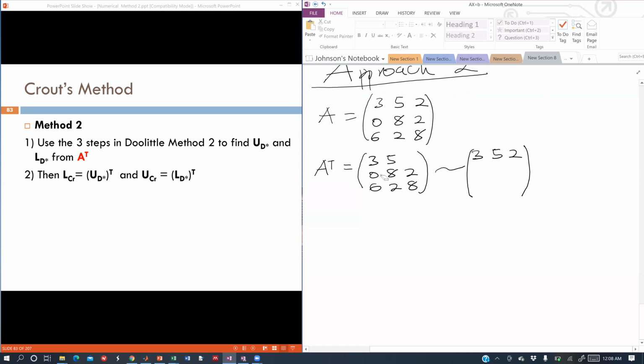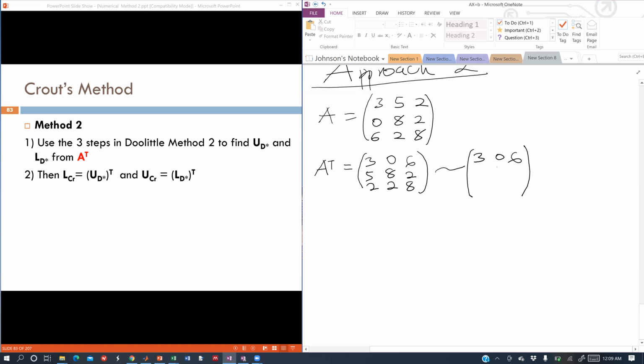No, transposition not done. I only repeated the system. So A transpose is 3, 5, 2, 0, 8, 2, 6, 2, 8. Sorry for that. So that is A transpose. So I keep my pivot row, and that is 3, 0, 6, my pivot row.